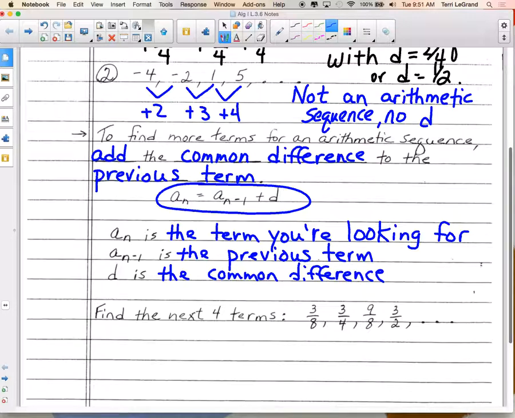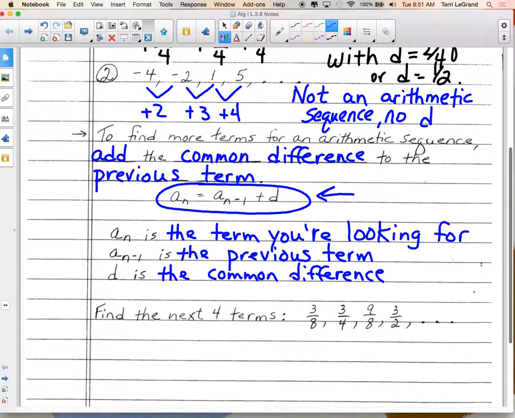So this is a way of saying what we just set up there where we filled in the blanks. To find more terms for an arithmetic sequence, add the common difference to the previous term. This is stating it algebraically. A sub n. So if you know 5 terms of the arithmetic sequence, and you're supposed to find the next term, the 6th term, 6 would be your n value. So a sub 6, the 6th term, you would arrive at it by taking a sub n minus 1. So 6 minus 1 is 5. So the 5th term would be the previous term, right? And then add the common difference to it.